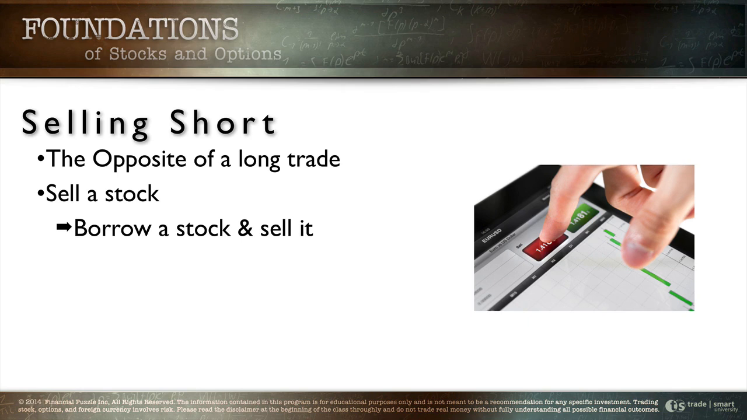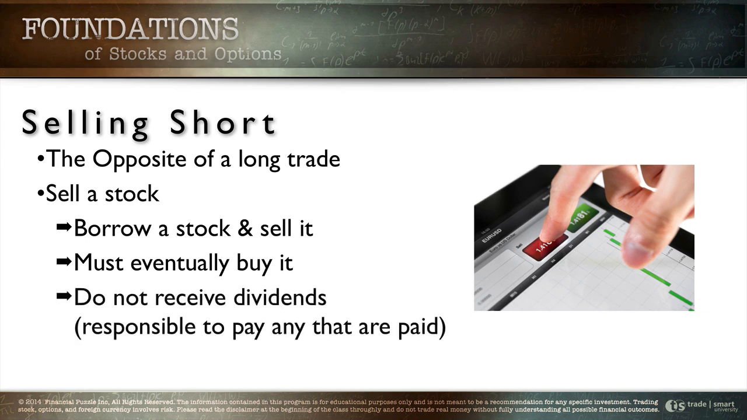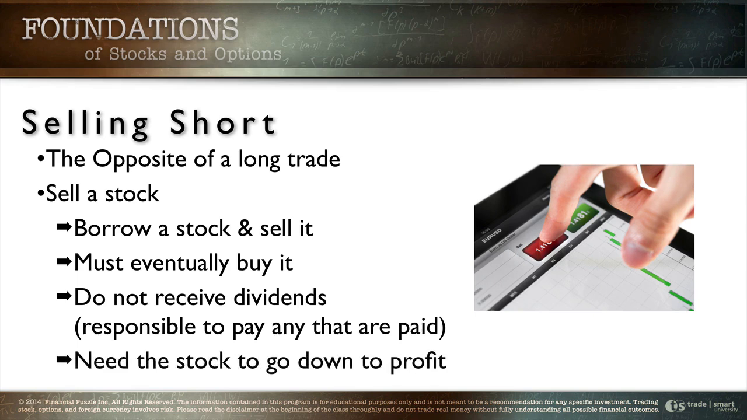Now, the challenge is at some point, you've got to come behind it and buy the stock. So in order to complete this trade, we're going to sell it first, and then we're going to buy it, which you notice is completely backwards from a long trade. And whenever you sell a stock short, you do not receive any dividends. On the contrary, you're actually responsible to pay any dividends that may be required at the time. And in order to make money with a short trade, you need the stock to go down to profit. Now, let's do a quick example here, and we'll talk more about why and when shorting would be appropriate.